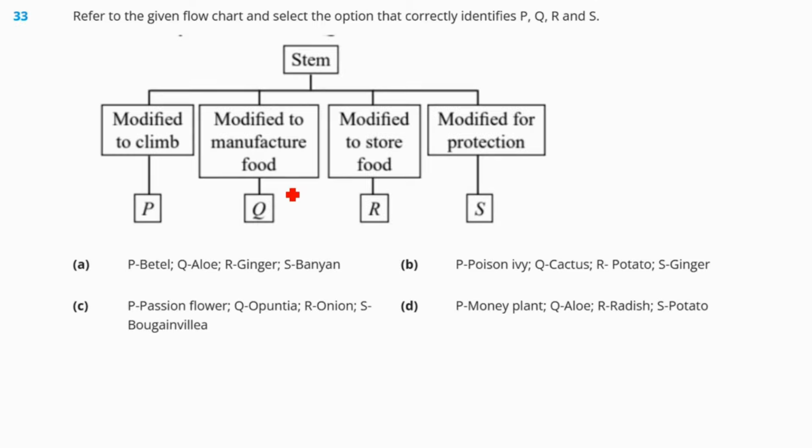Modified to manufacture food. So our first two statements are wrong. Let's see. Modified to manufacture food: aloe, opuntia, correct. Modified to store food: opuntia, yes. Radish, yes. Modified for protection: potato, no. Bougainvillea, yes. So C is the correct answer.